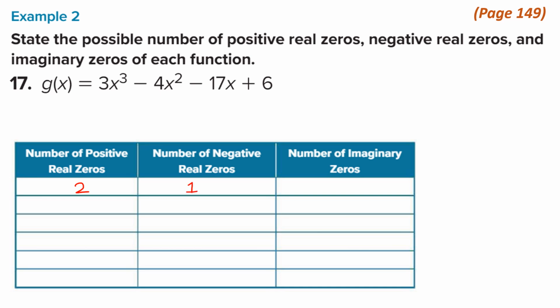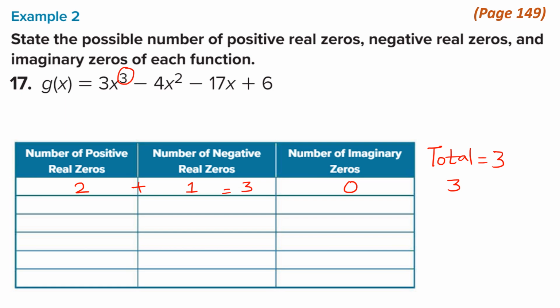So if I make one more column here, total, the total has to be 3. Why 3? Because the degree is 3, so the maximum number of roots can be 3. So I already take 2 positive and 1 negative. So will it have any imaginary? No. Why? Because the sum has to be 3. So 2 plus 1 is already 3. So this is 0. Okay.